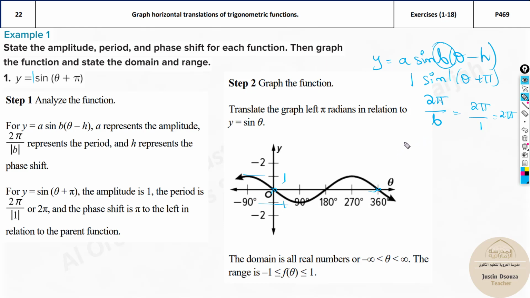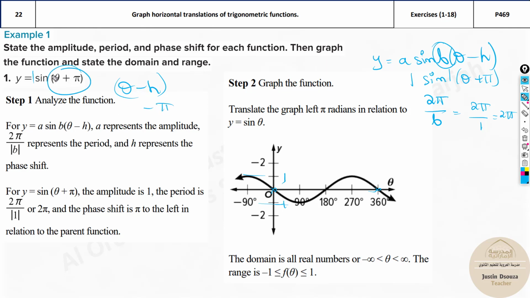Okay. What next after that? This is done. B is done. H. Now, how do we find H? Basically, theta minus H is the standard form. So over here, if there is plus, you should just take minus pi.